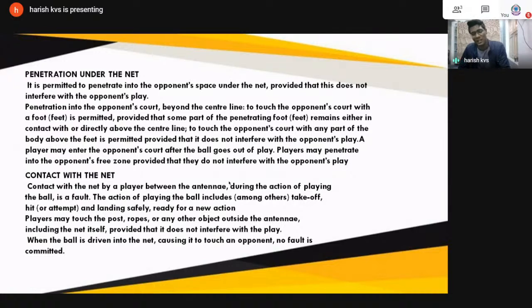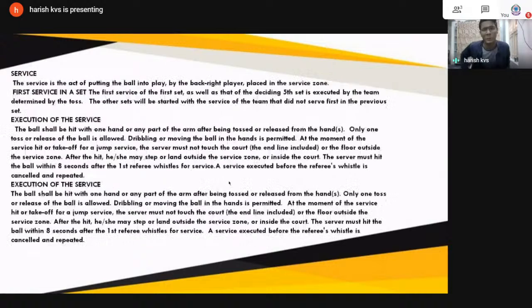So simple as that. If gameplay is happening at that position of the net and a player touches the net, it is called a foul. It is not called a foul if the player is at a position of the net where no gameplay is happening. So gameplay happening, net touching, called a foul. Gameplay not happening, player touching the net, not a foul. So simple, only two aspects in a fault to be committed by a player at the net.